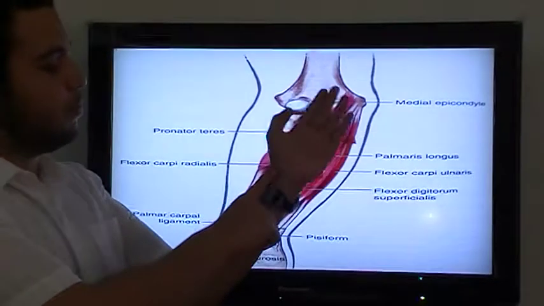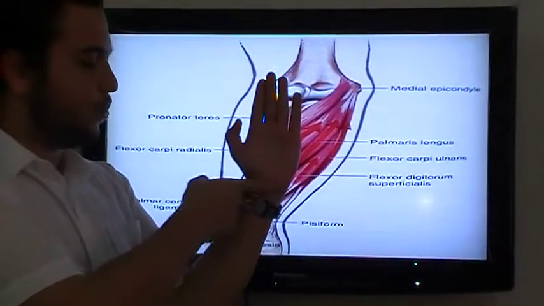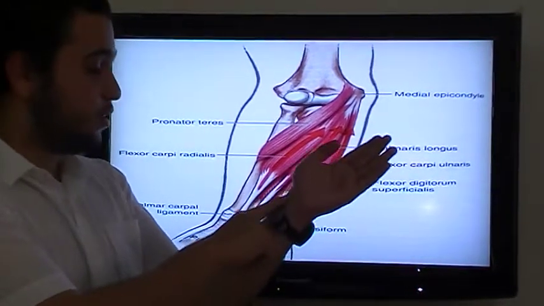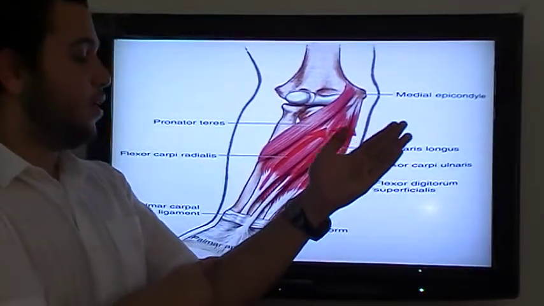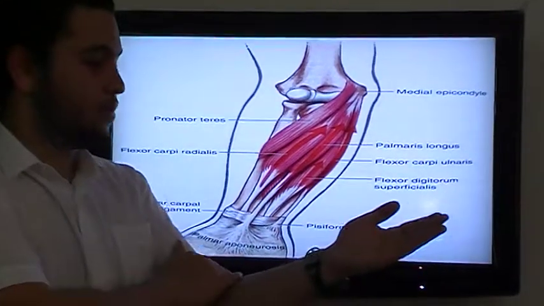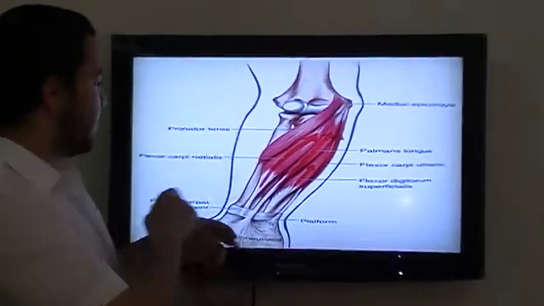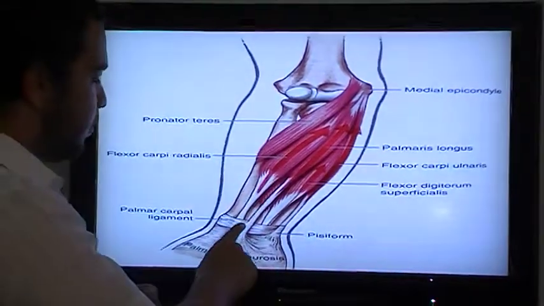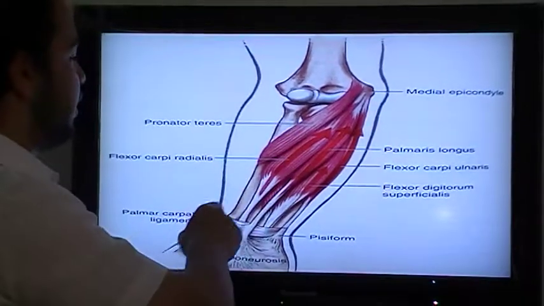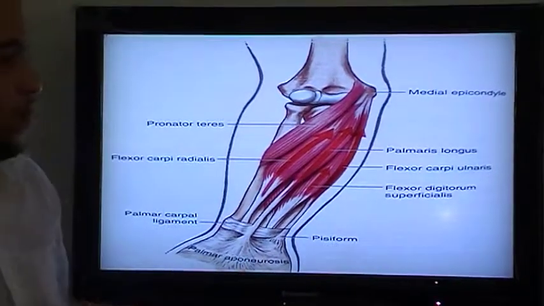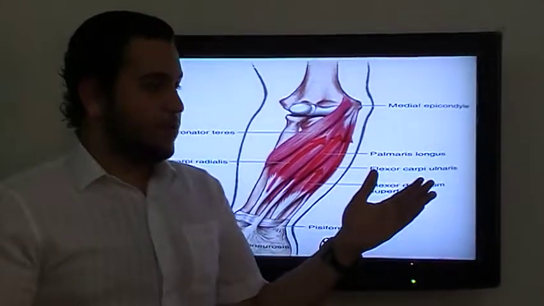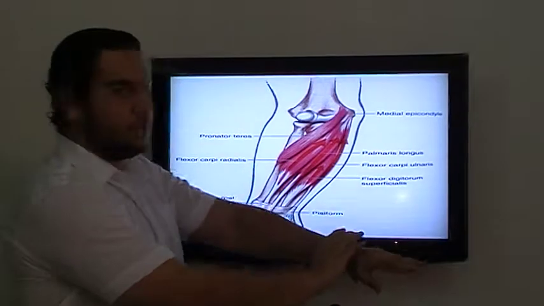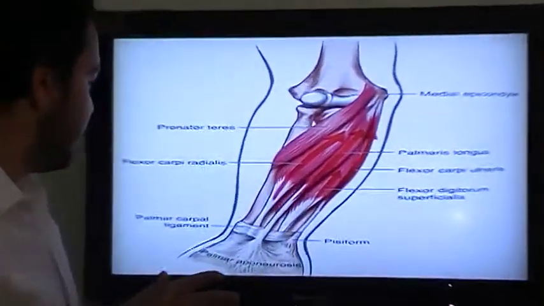Carpi means carpal bones. So these bones are carpal bones. So it's a flexor that's attached to the carpal bones, and it's on the radial side, so it's outside. So it's flexor carpi radialis. Flexor, it flexes the hand. Carpi, it's in the carpal bones, and radialis, it's on the radial side. Of course, all the flexors are on the anterior side, while all the extensors are on the posterior side. So don't make a mistake in this.